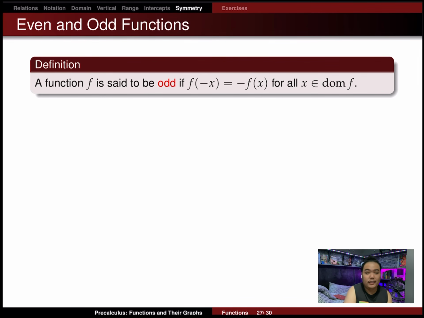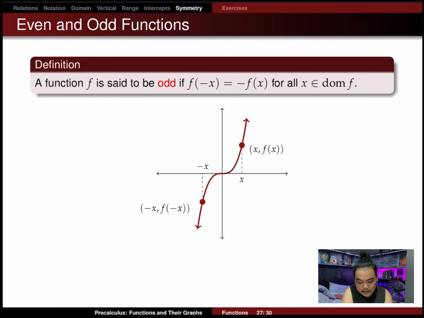Meron naman tayong odd function. So, a function f is said to be odd if f of negative x is equal to negative f of x for all x in the domain of f. Ibig sabihin, lumalabas lang yung negative. Parang ganun yung effect niya. So, ganito yung geometric interpretation niya. Symmetric siya about the origin.